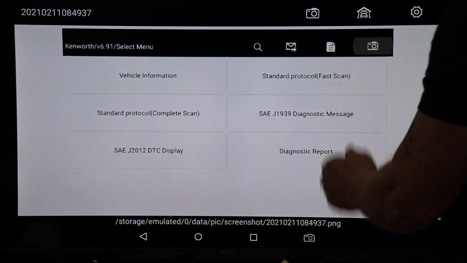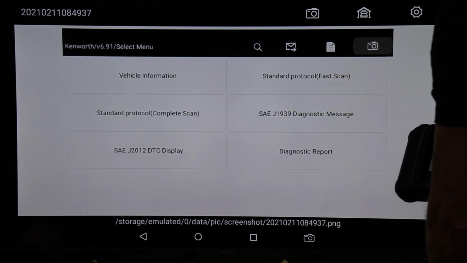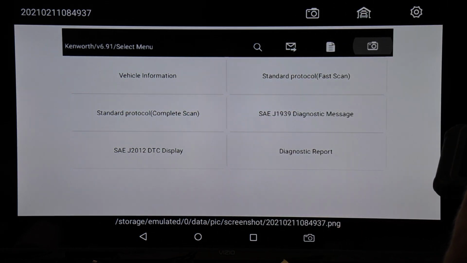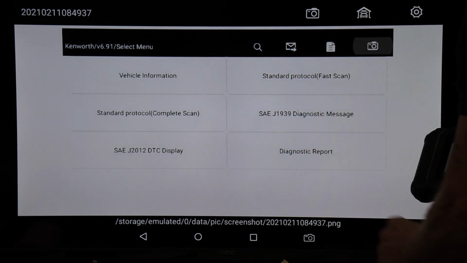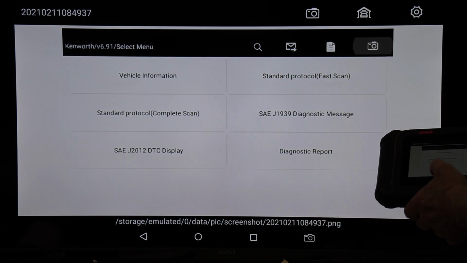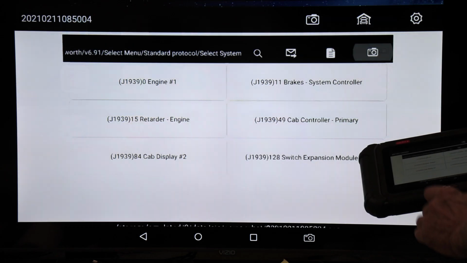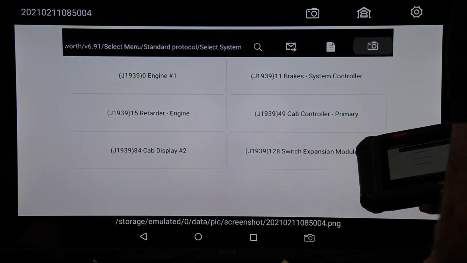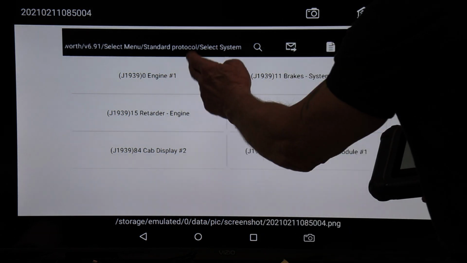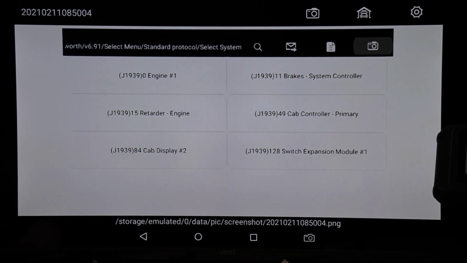What do I do? Fast scan. DTC display. Diagnostic reports. I can revisit vehicle information. And I'm going page by page by page, breaking it up. Do I want to look at the engine? How about the brake system controller?